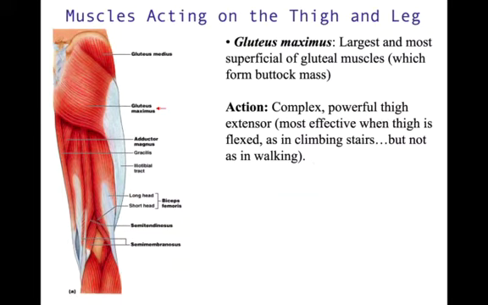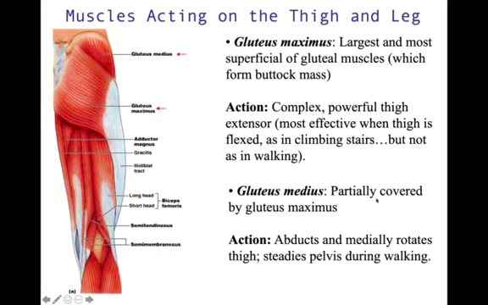Your butt muscles. The big butt muscle right there, we call that the gluteus maximus. It's kind of deep, but it's still visible off to the side. This is the gluteus medius over here. The gluteus maximus is the largest and the most superficial of the butt muscles. What does it do? It's involved in thigh extension. So think about walking upstairs. Climbing stairs would involve that butt muscle right there.